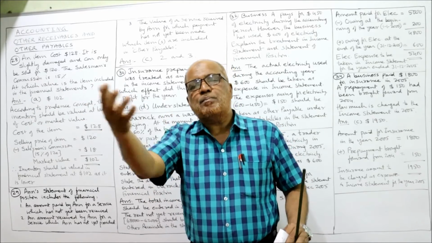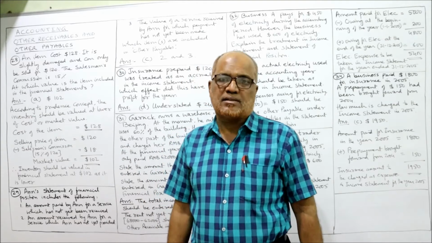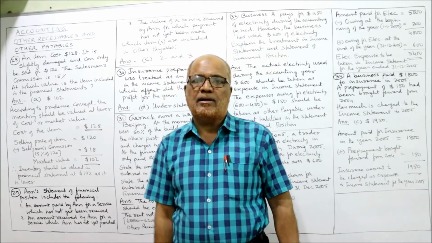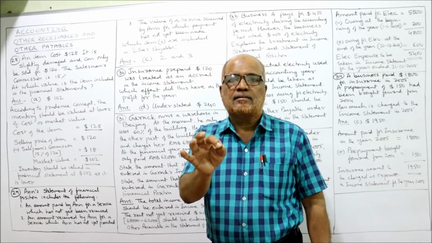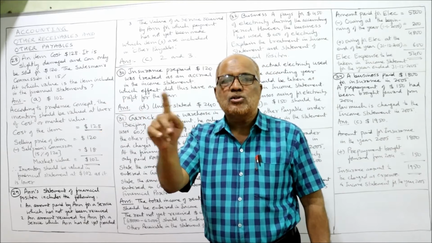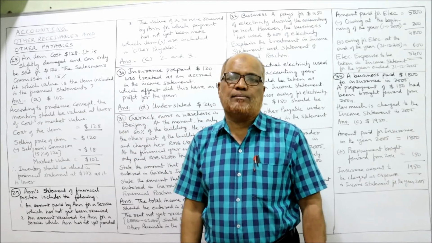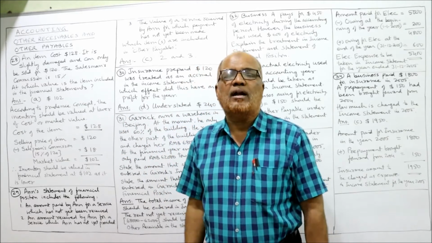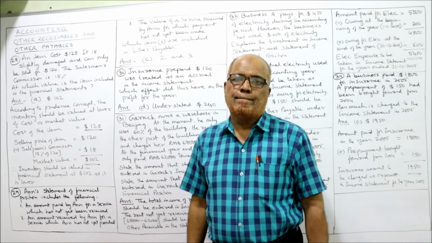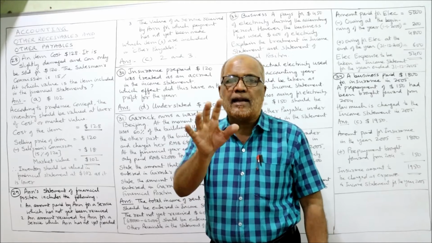When an amount is paid in advance, it's an asset. It is not a liability. The first item given is an asset, not a liability, so this item will not come in our answer. The question is asking: what are the items that will come under other payable? Other payable means current liability.